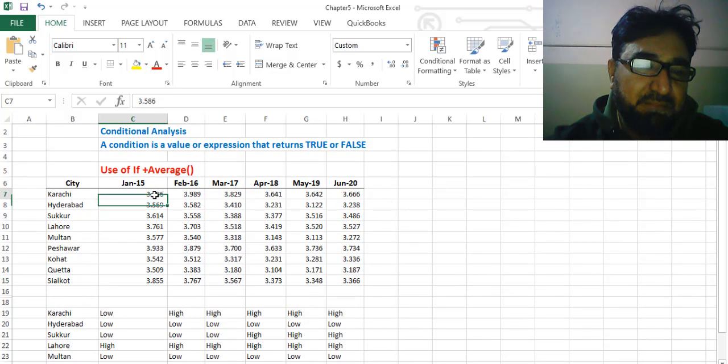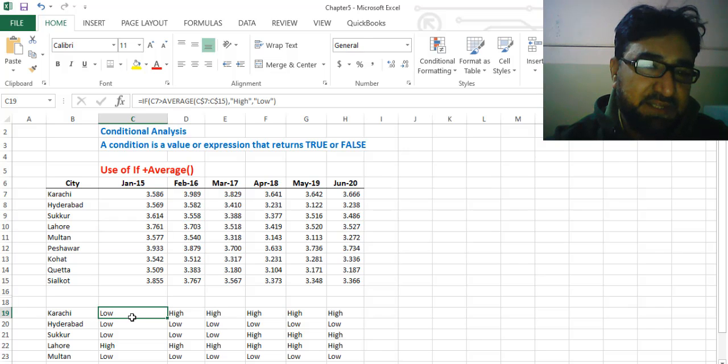the price, like from the Karachi city, is low or high average wise. So in one formula we want to make the average of this data and then get the analysis and get the result of low or high. So this is our task today.